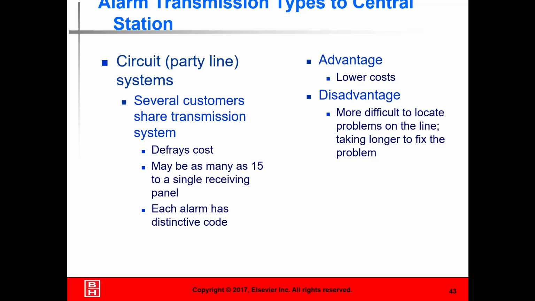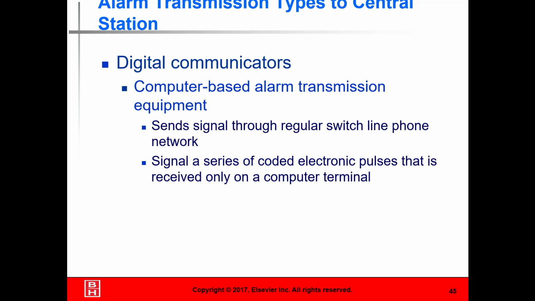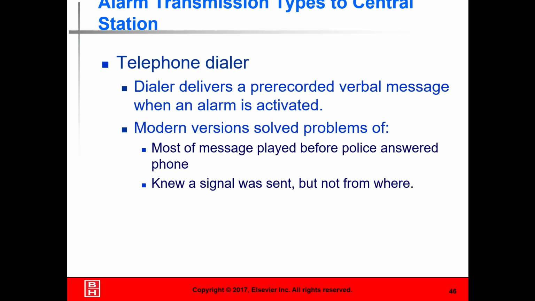Party line alarm systems transmit over circuit transmission systems wired to a party line, where several alarm systems defray the cost, up to about 15 different subscribers. Multiplex systems are designed to reduce leased telephone line charges while providing a high degree of circuit security. Digital communication. This type of alarm transmission equipment sends the signal through a regular switched telephone line, allowing for telephone dialers.